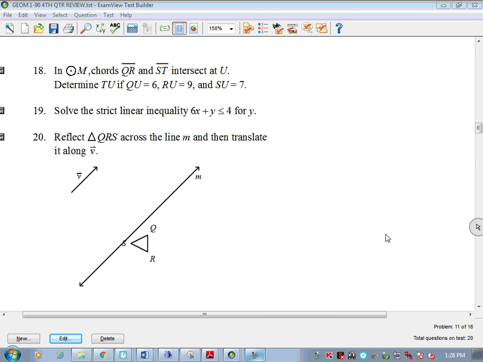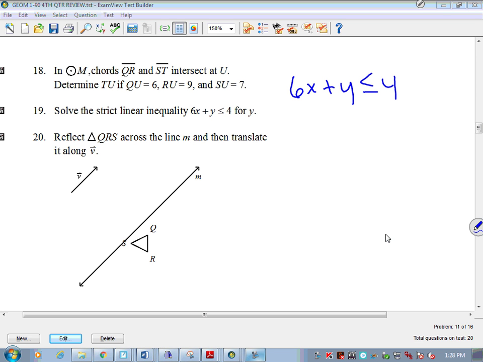Let's see. Solve the linear inequality: 6x plus y is less than or equal to 4. We want to solve for y. Bill, you want to solve this one? What am I solving for? You're solving for y in question number 19.